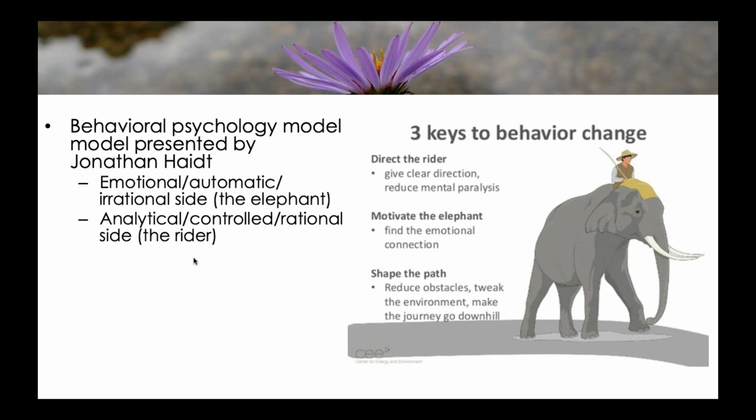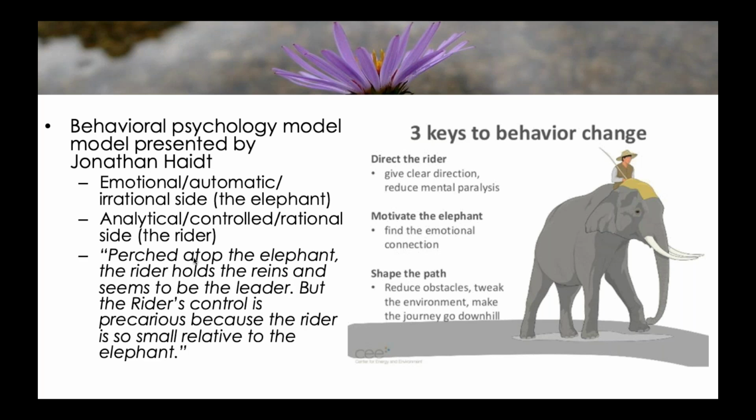And we want to shape the path. We want to make sure that we reduce the obstacles to people learning and understanding what we're saying. So this is making sure we're not using jargon, making sure that we're being relatable, those sorts of things. This is a great quote about the elephant and the rider.